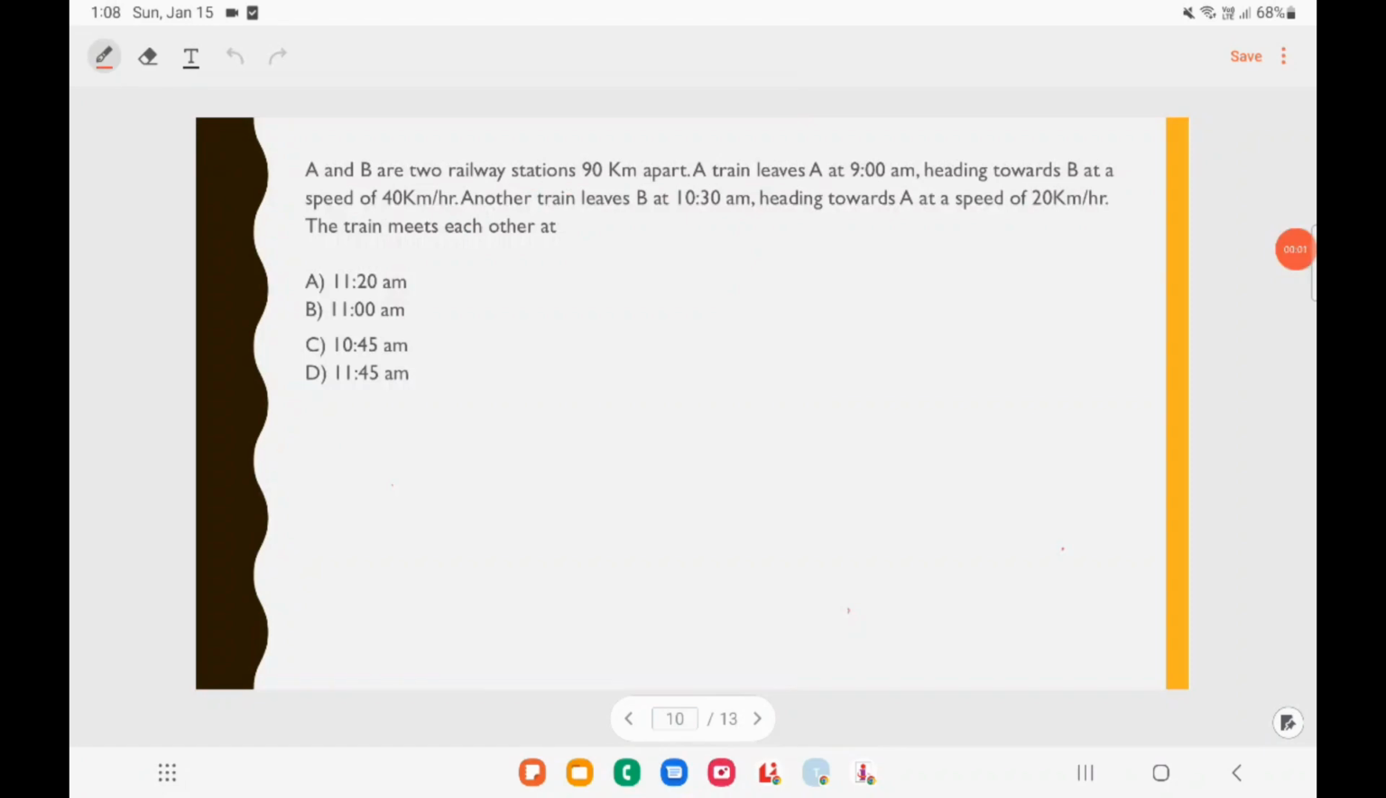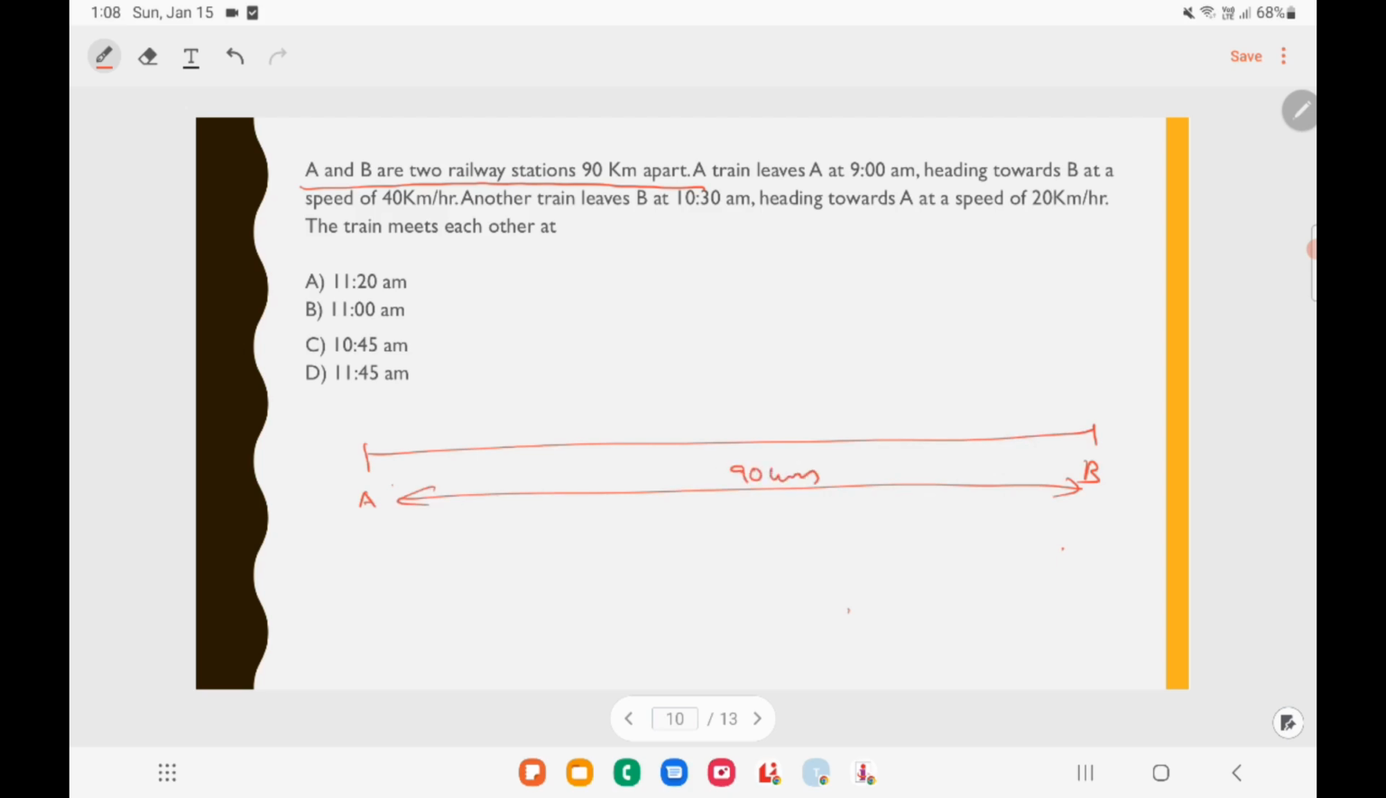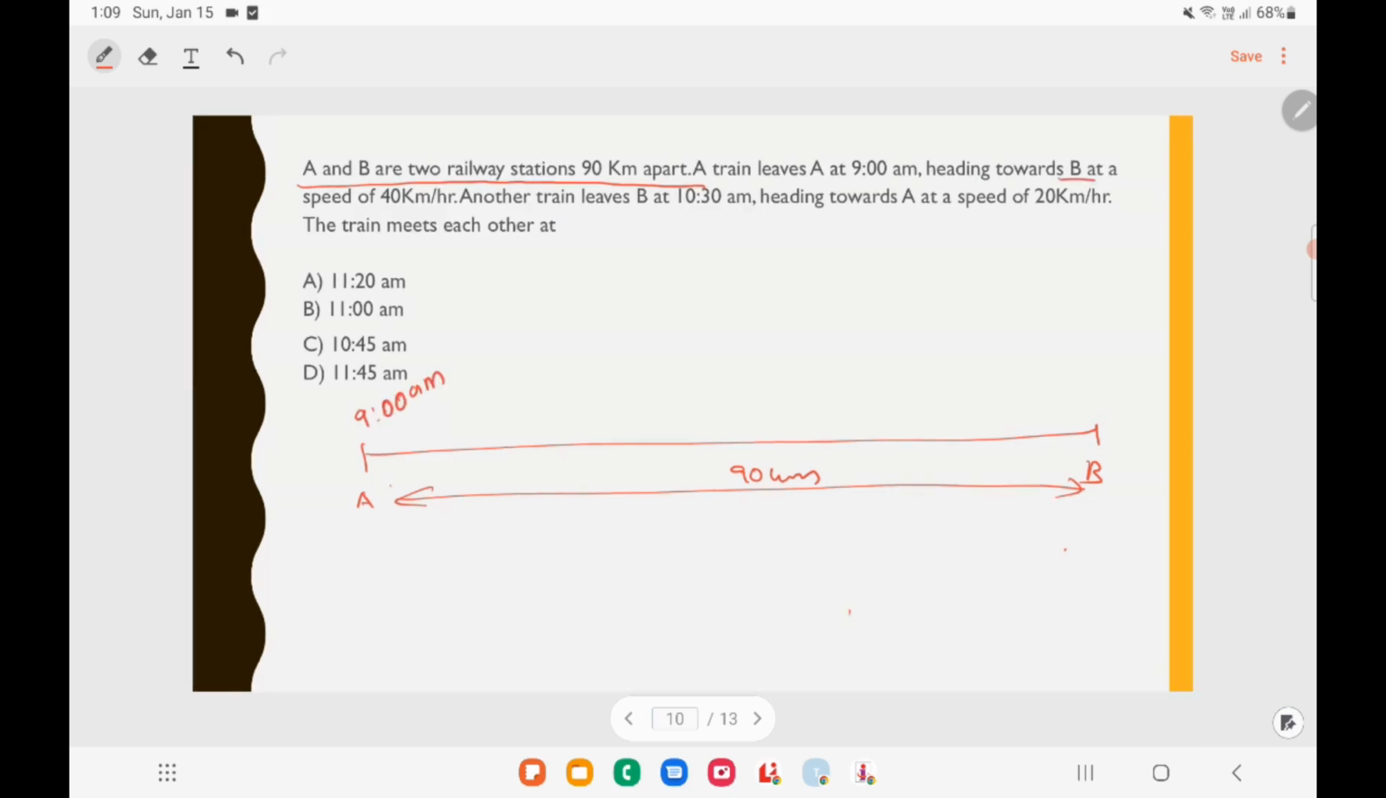So let's look into another question. A and B are two railway stations 90 km apart. So let's say this is A and this is B, and they are 90 kilometers apart. A train leaves A at 9 a.m. and heads towards B at a speed of 40 km per hour. So it is moving at 40 km per hour.